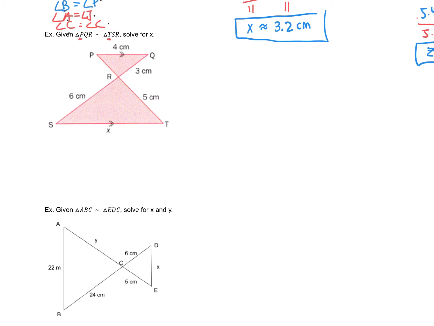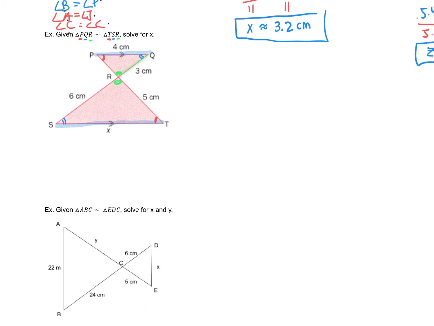P and T have to match, also because of the Z pattern. Q and S match, so I'm going to put 2 tick marks. And then R and R match. All right, so when I match my sides, PQ, which is made up of the red and blue angle, matches ST. So the 2 parallel sides match, just like before.